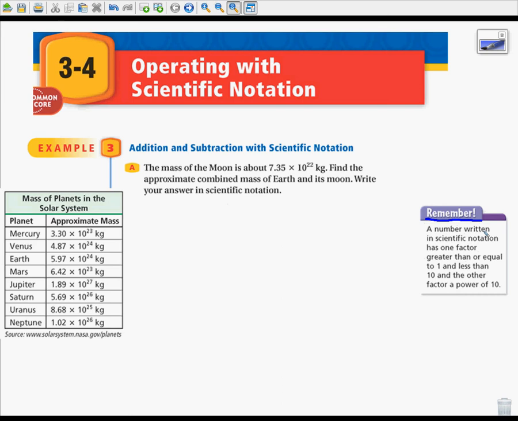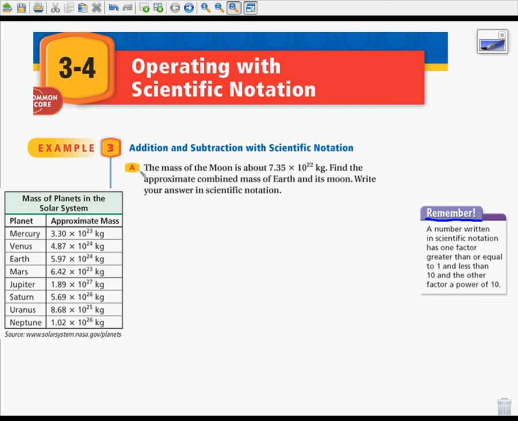A number written in scientific notation has one factor greater than or equal to 1 and less than 10, and the other factor is a power of 10. So that first number can be 1 or greater, but it can't be any bigger than 9.99999.